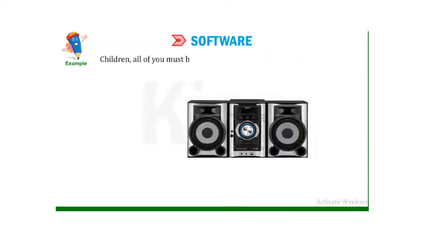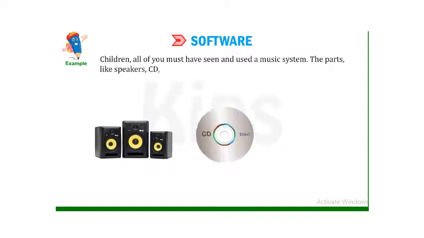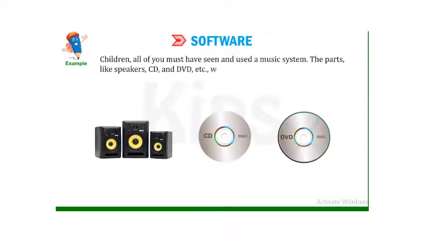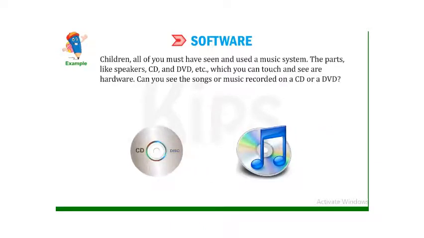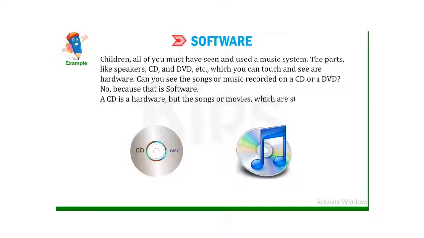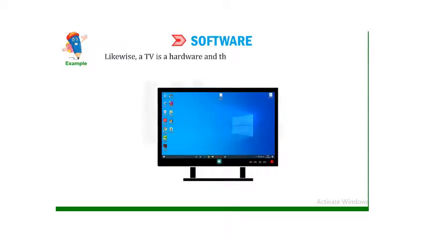Children, all of you must have seen and used a music system. The parts like speakers, CD and DVD, etc., which you can touch and see are the hardware. Can you see the songs recorded on the CD and DVD? No, because that is software. A CD is hardware, but the songs or movies which are stored in it are software, as they cannot be touched and seen. Likewise, a TV is hardware and the programs that you watch on it are software.